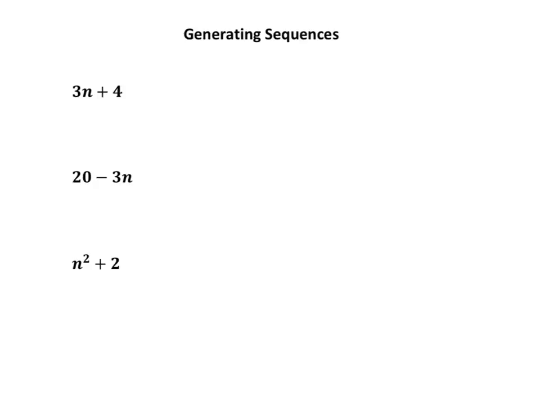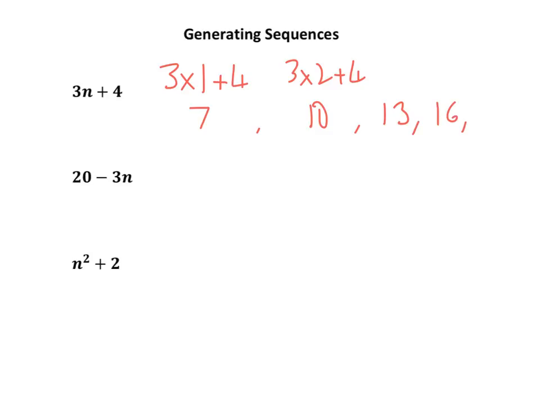So I could do, for argument's sake, 3 times 1 plus 4. That would give me the first term, then 3 times 2 plus 4, right, and I'm swapping n each time for 1, then 2, then 3, then 4, then 5. I should finish that, shouldn't I? So that should be 7, and that should be 10, and then next would be 13, and then next would be 16, then 19. Okay, so that's one way of doing it.